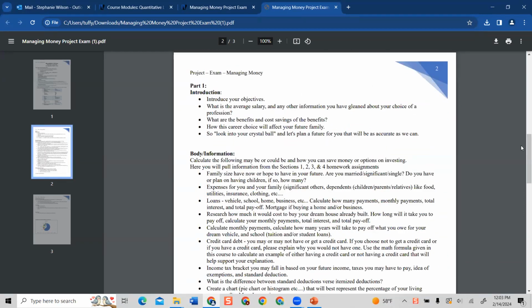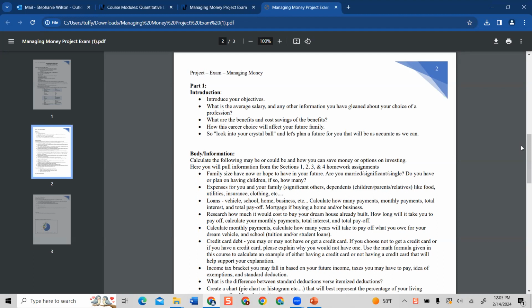Part 1, let's talk about your introduction. This information in here is just to help guide you. You're going to have your own information that you've been doing over these section homework. First, you're going to introduce your objectives. What is the average salary and any information you have gleaned about your choice of a profession? What are the benefits and cost savings of the benefits? In your earlier assignments, you did some research on what you may make when you get into your career, but we do know these are just estimated based upon what we're seeing now.